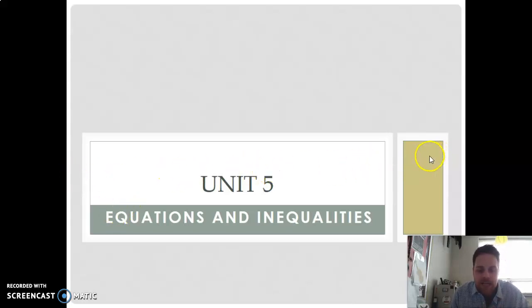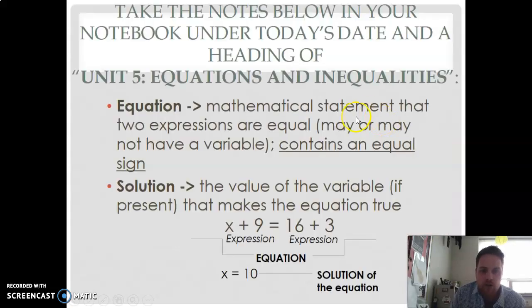All right, so in your notebook, I want you to put a new heading on the next clean sheet of paper you have that says Unit 5, Equations and Inequalities. So go ahead and pause this, write that in your notebook, and we'll move on. So there's two big terms that we need to know to start, and that is what is an equation and then what is a solution.